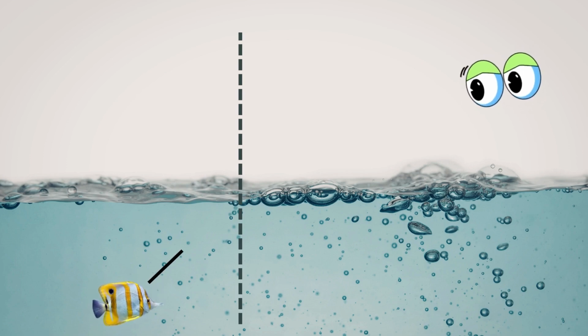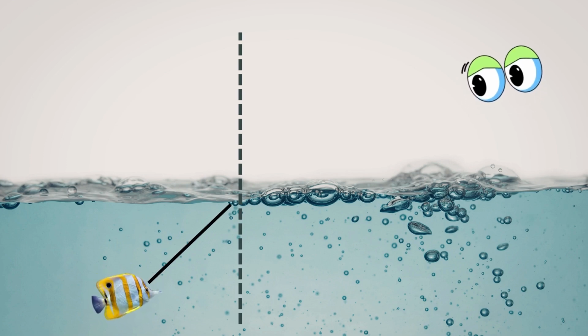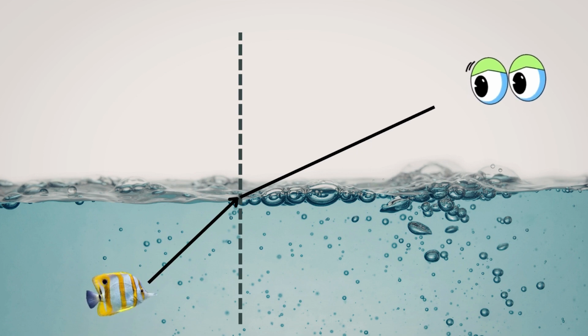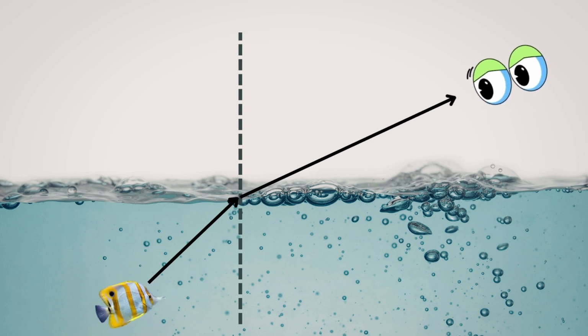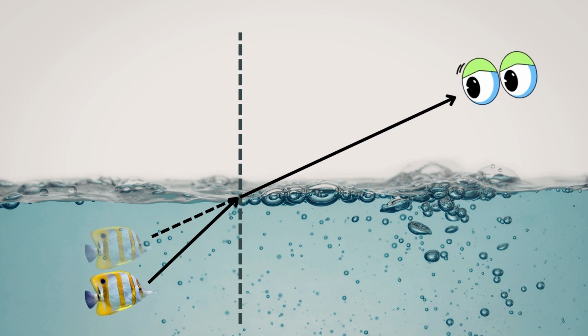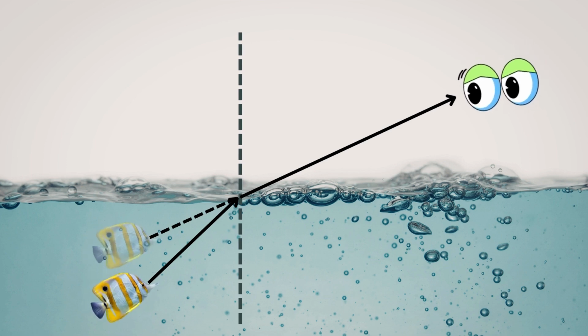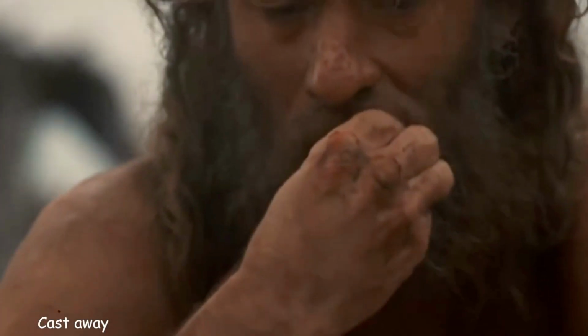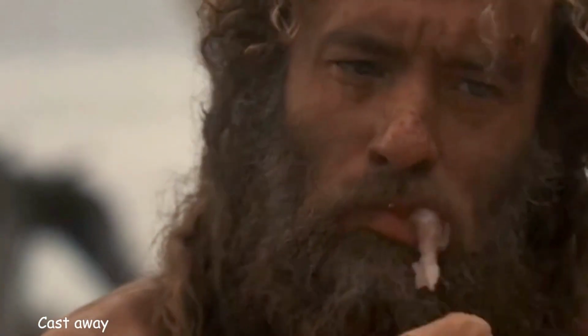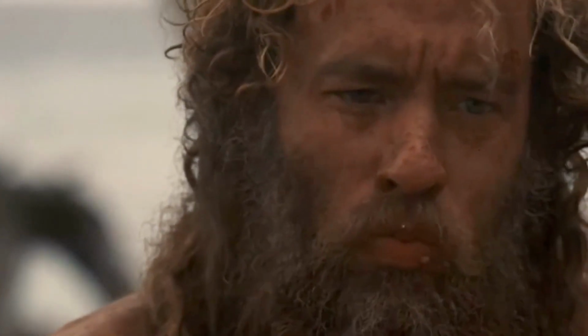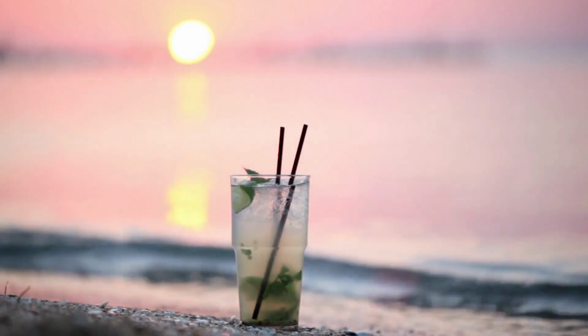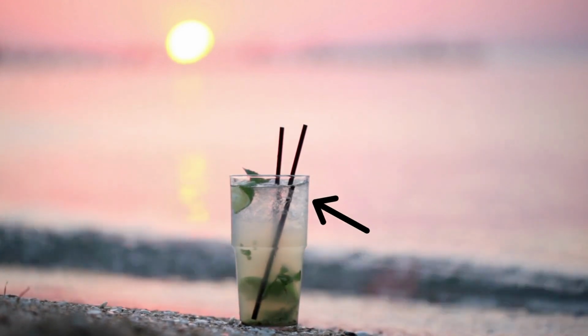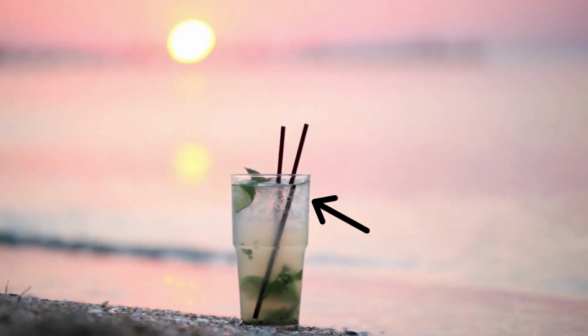Light originating from a fish in water bends as it passes from water into the air. When we trace the refracted ray backward, the point appears to be at a higher position. This makes the fish appear higher than it actually is. Experienced fishers know how to aim below the apparent position to compensate for refraction. The same principle explains why a straw appears bent when partially submerged in water.